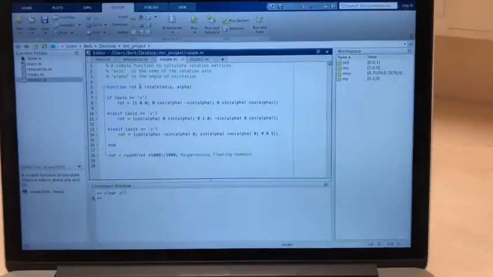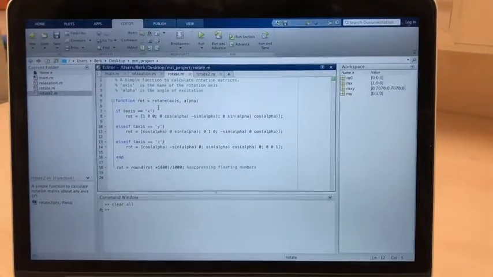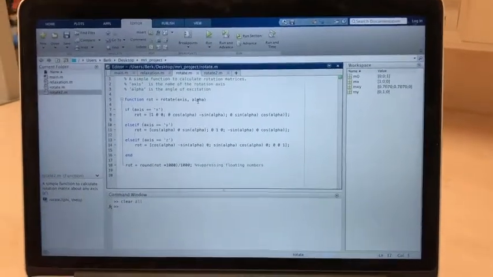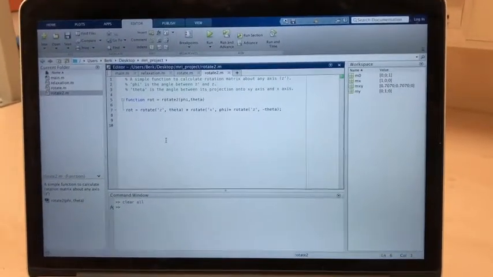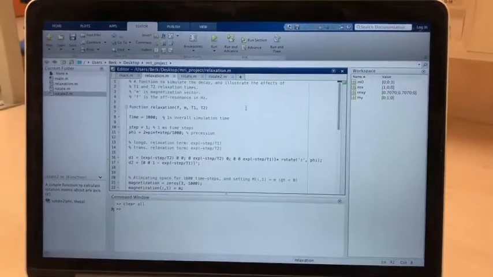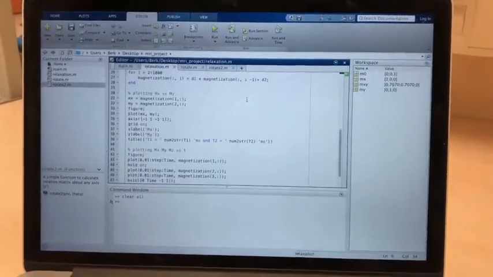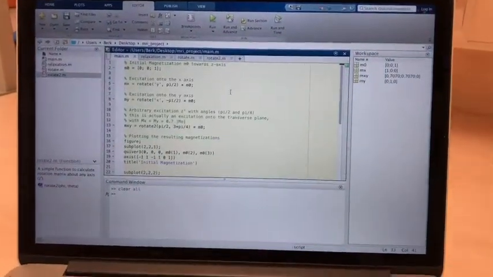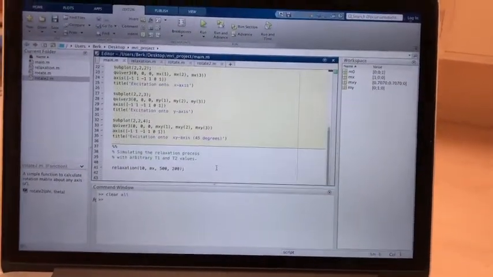Like I said, we have two rotation functions. The first one is to rotate any point about the x, y, or z axis with any given angle. The second one is to rotate the point about any given axis at any given angle. This is the function that simulates the relaxation effects. You can see that it plots out two different figures. And this is the main function, where you can utilize these functions to create arbitrary inputs and see how they work.